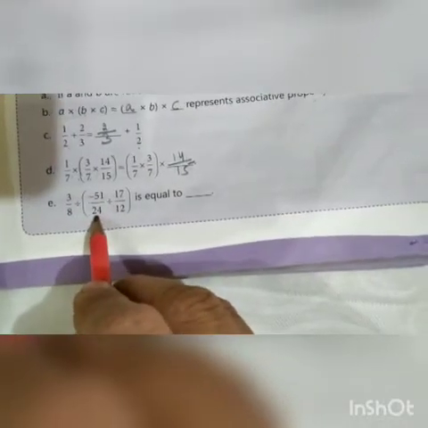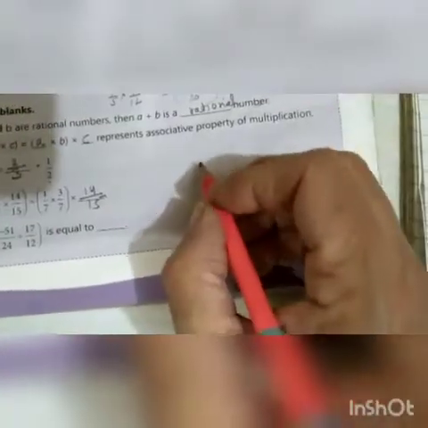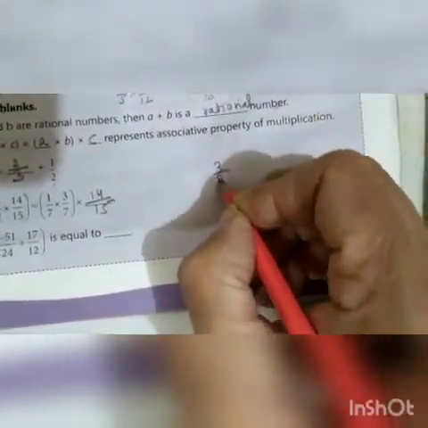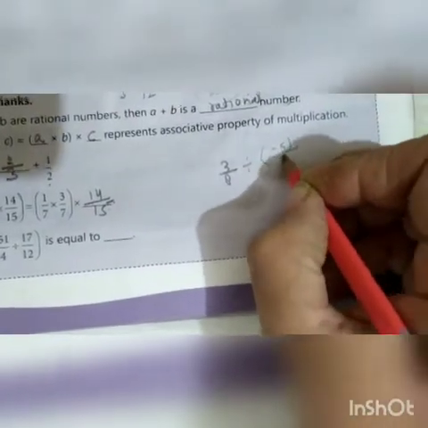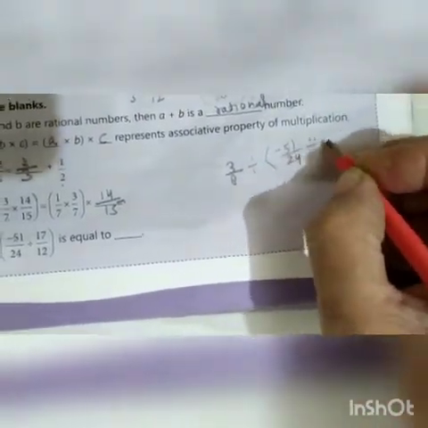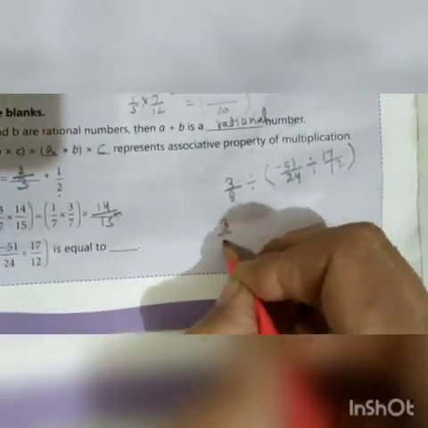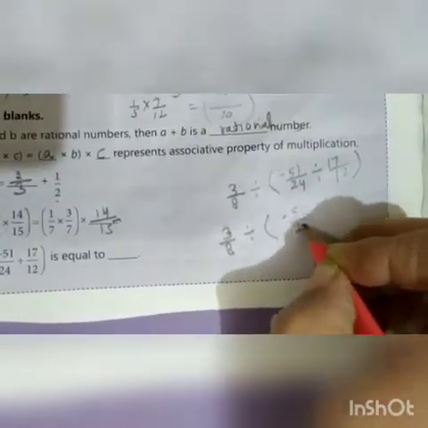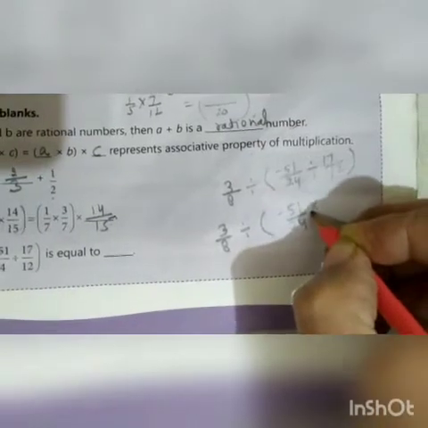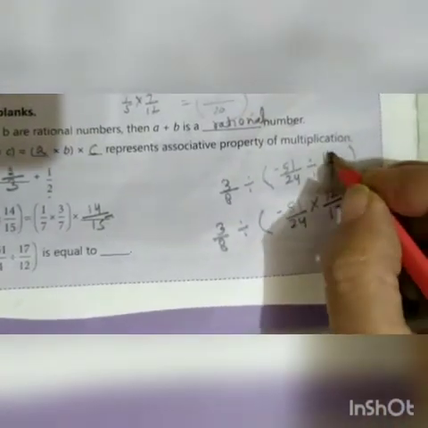Now 3 upon 8 divided by minus 51 upon 24 divided by 17 upon 12 is equal to, we will solve it. See here, I am explaining it. 3 upon 8 divided by minus 51 upon 24 divided by 17 upon 12. First we will solve this bracket: 3 upon 8 divided by minus 51 upon 24. Change this division to multiplication and write the multiplicative inverse, 12 upon 17.